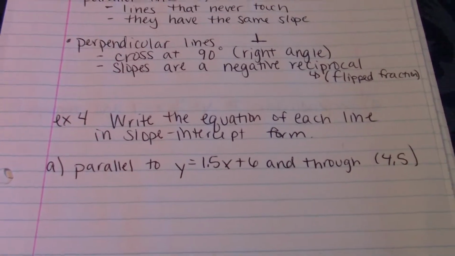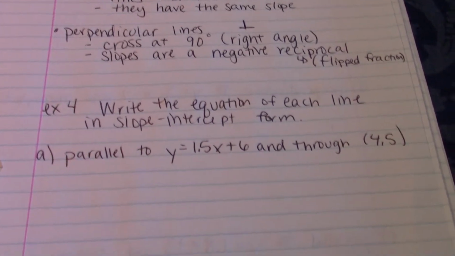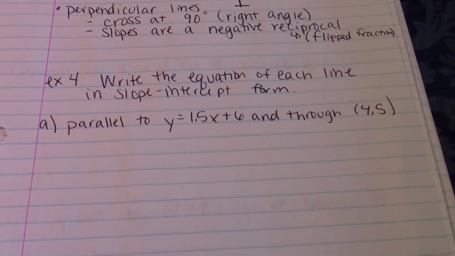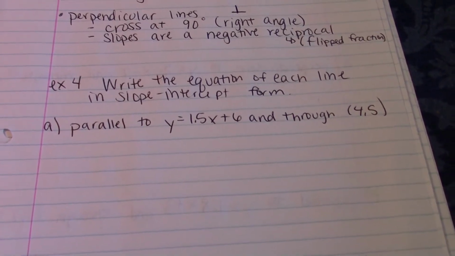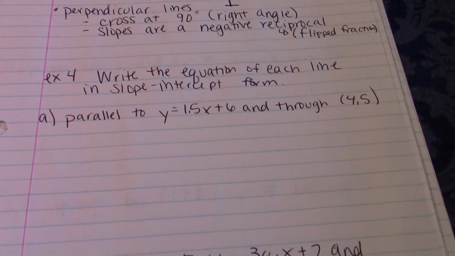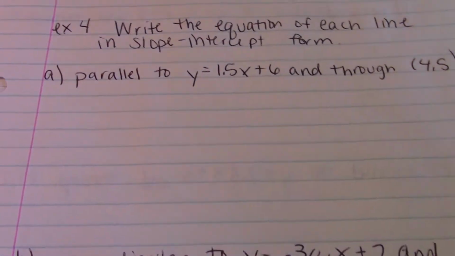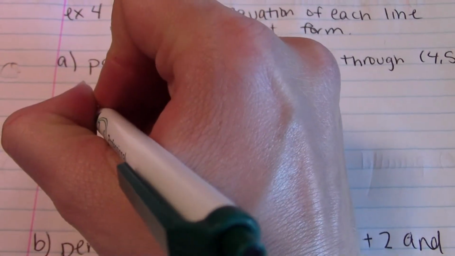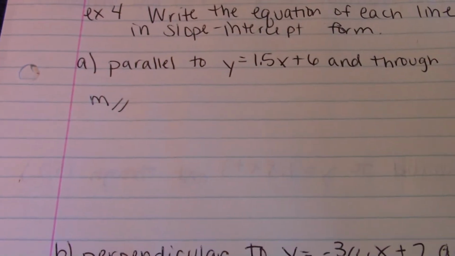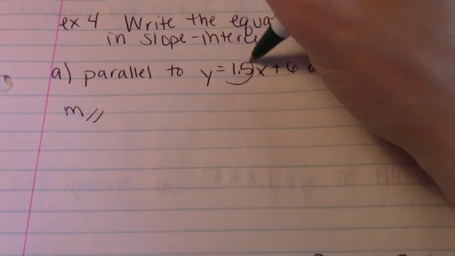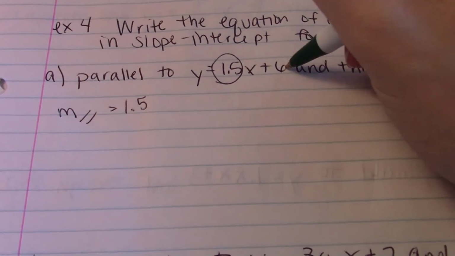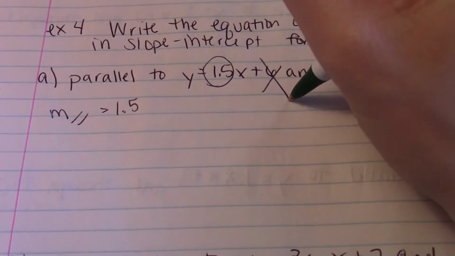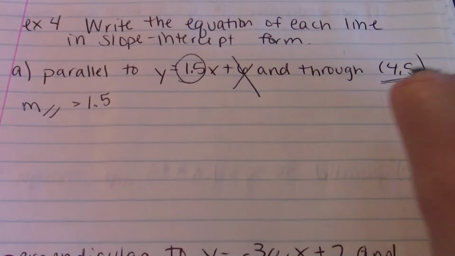So we are going to write the equation of each line in slope-intercept form. So for example 4A, parallel to y equals 1.5x plus 6 through the point 4, 5. Okay, so we need to remember that I'm going to write m parallel. So our current slope is 1.5. Our parallel slope is still 1.5 because the slopes are the same. All this information here, we do not need this anymore because we are now going through this point.